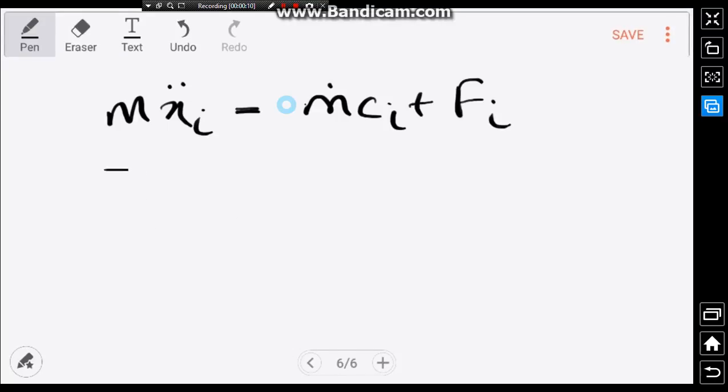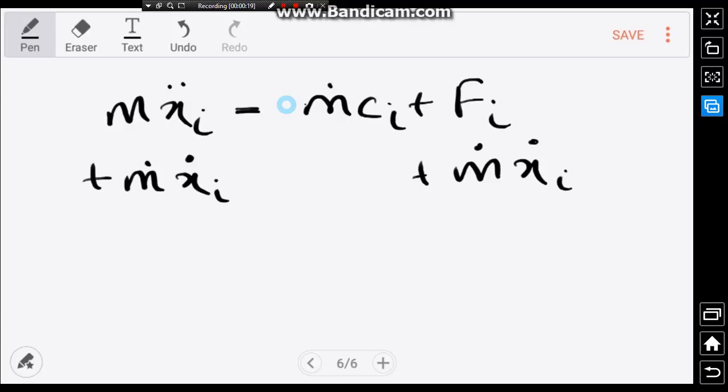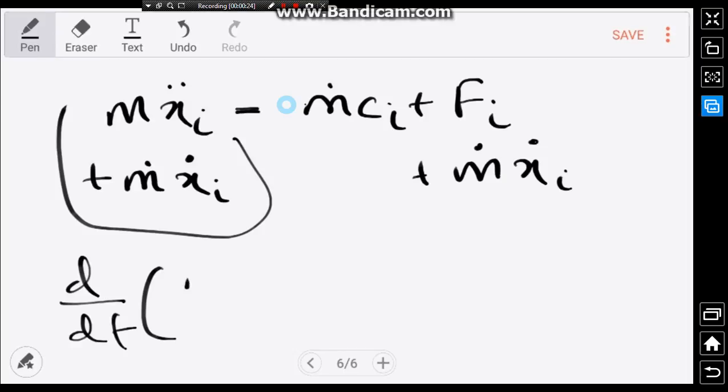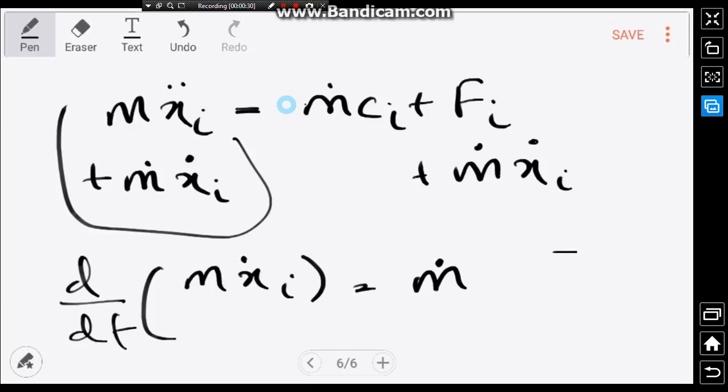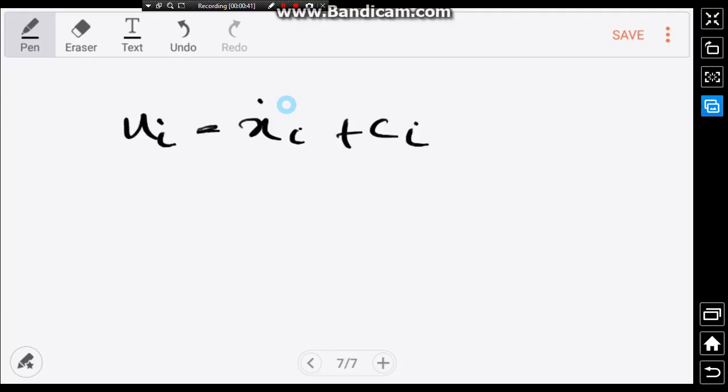Now to the equation m xi double dot equal to m dot ci plus fi, we add m dot xi dot. This can be simplified to d/dt of m xi dot, which is equal to m dot ui plus fi, where ui is equal to xi dot plus ci, where ui is the absolute velocity of the expelled mass in the fixed coordinate system.